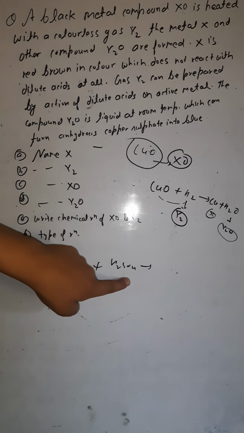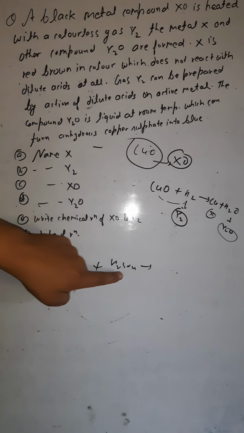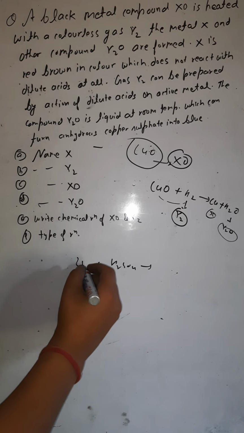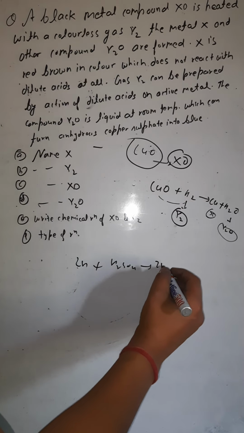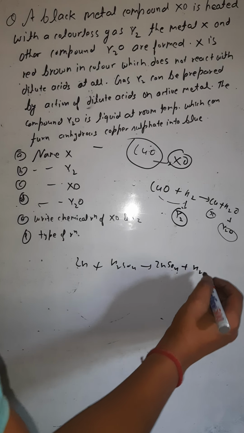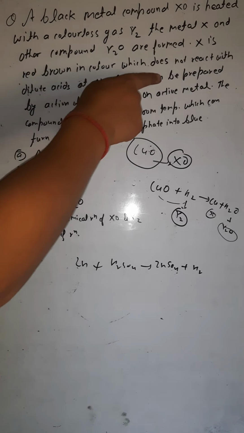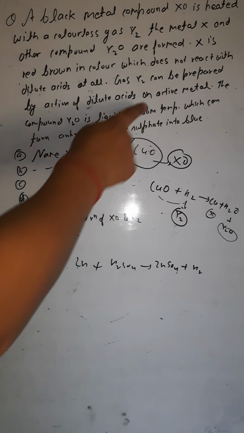This is dilute acid on an active metal. When dilute acid reacts with an active metal, let's say zinc, it makes zinc sulfate, and hydrogen gas is liberated. So gas Y2 can be prepared. Yes, we are preparing the gas Y2 by the action of dilute acids on the active metal.